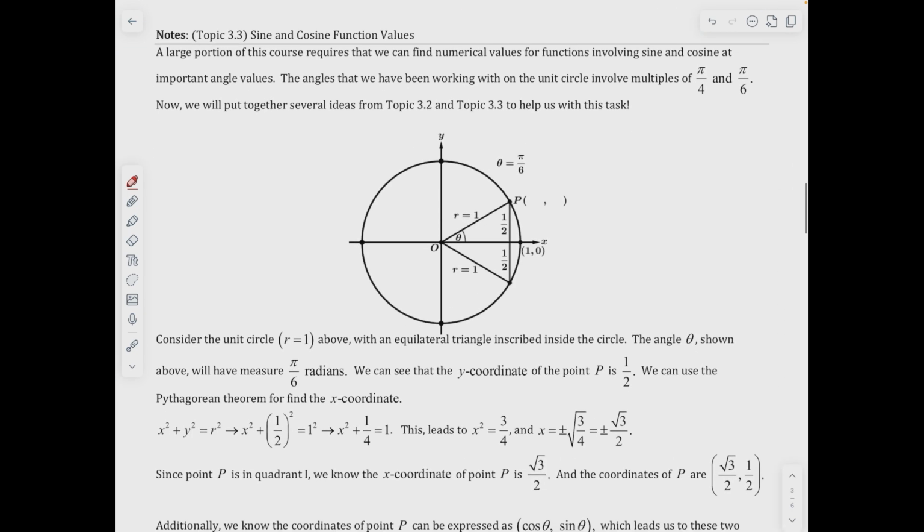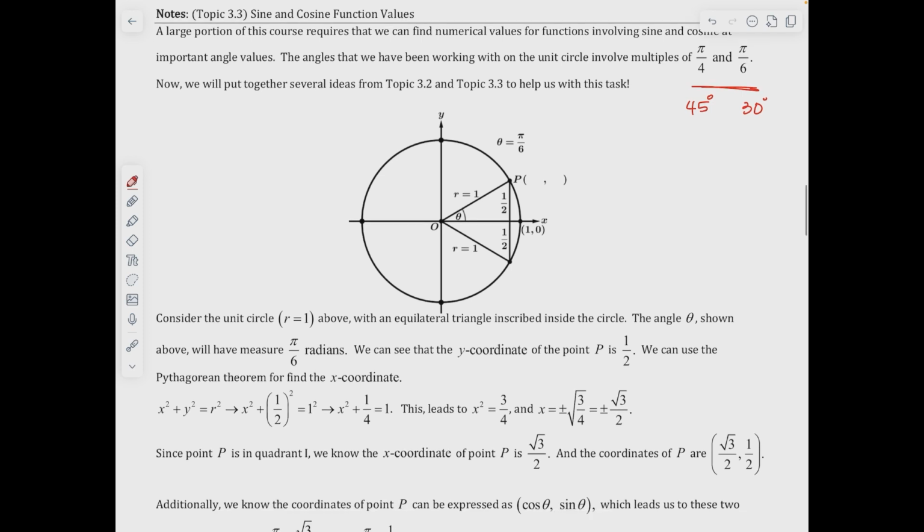Okay, turning the page. Now we're starting to fill in the unit circle a little more. It says a large portion of this course requires that we can find numerical values for functions involving sine and cosine at important angle values. The angles that we've been working with on the unit circle involve multiples of pi over 4, our 45-degree angles, and pi over 6, our 30-degree angles.